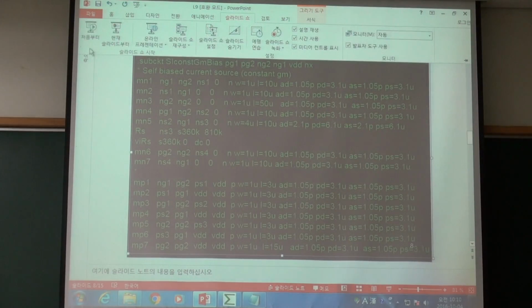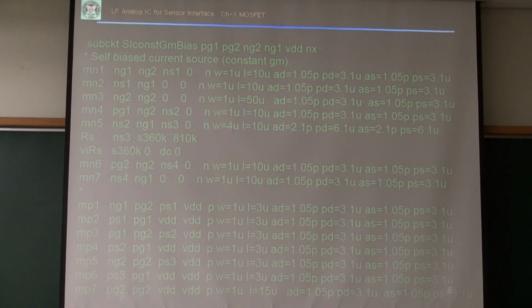So, let's look at the strong inversion self-bias circuit. What's the size of this one? NMOS was 1 by 10, right? Oh, there was 1 by 50. This is a very large one. Maybe you can say 1 by 40 or something like that. This is for cascode biasing. There is a 4 by 10 here.